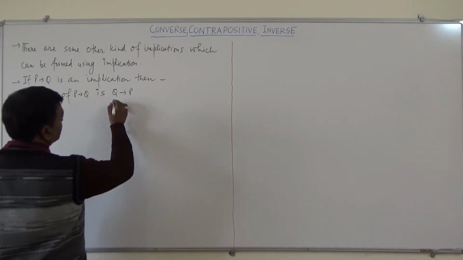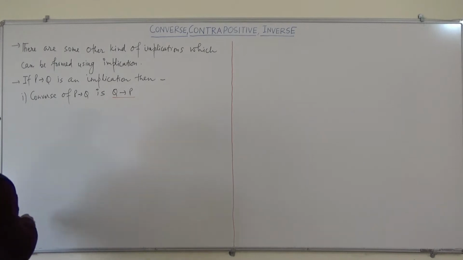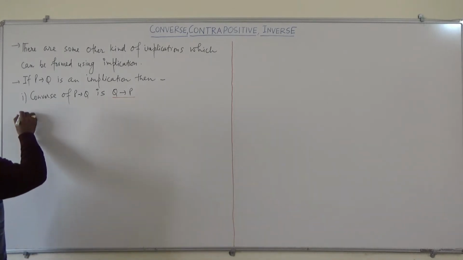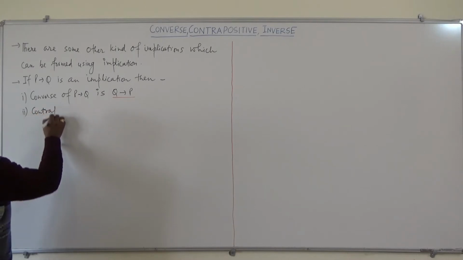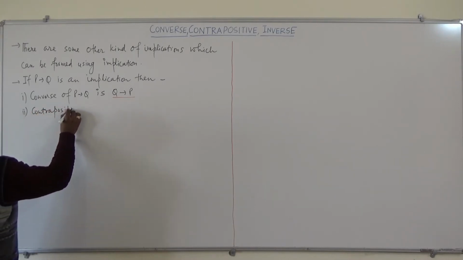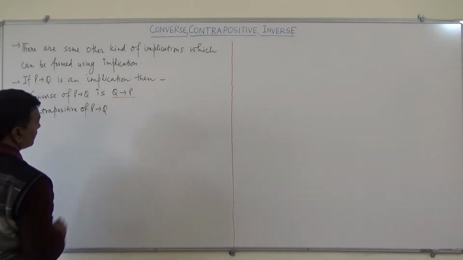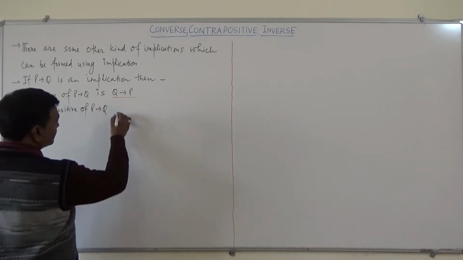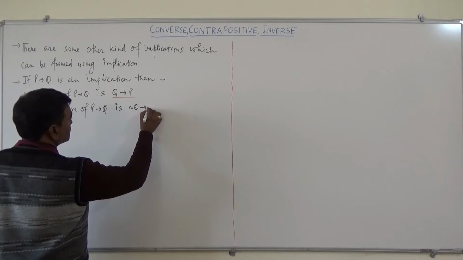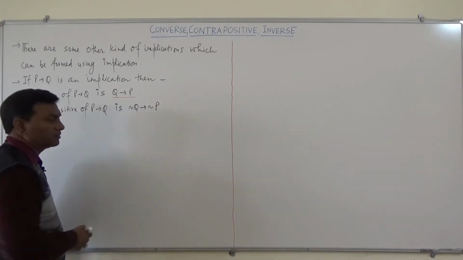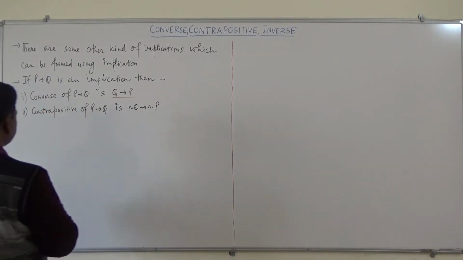So this is the converse, and the contrapositive of P implies Q is not Q implies not P. So this is the contrapositive.